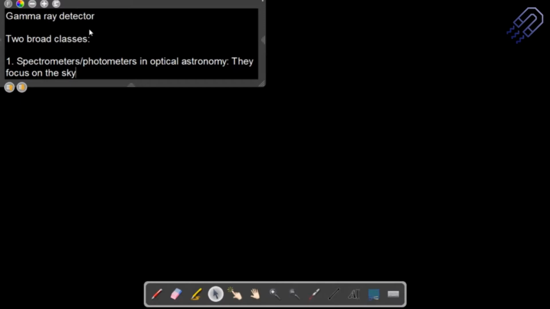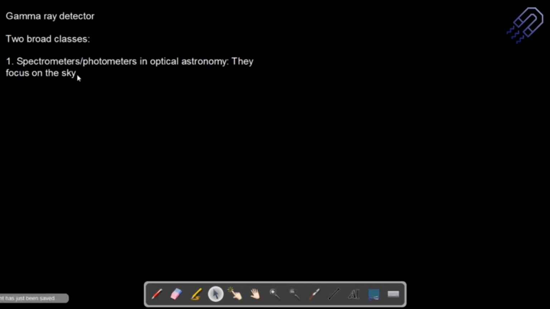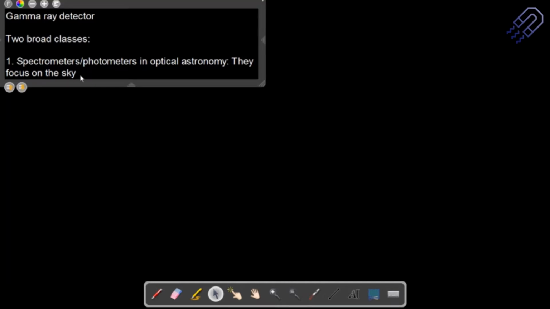Gamma ray detector is the topic for today, and we can actually divide the gamma ray into two broad classes. The first class is in order to determine its intensity, or whether a gamma ray is present or not. We can actually get a spectrograph. So basically we use something like a spectrometer or photometer, and this is also used in optical astronomy. Chances are that if you are focusing on the sky, on the outer atmosphere, there might be gamma rays present, so focus on the sky in the region of interest.